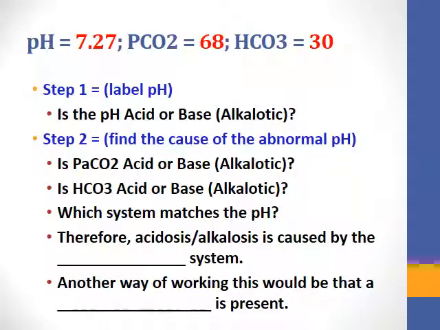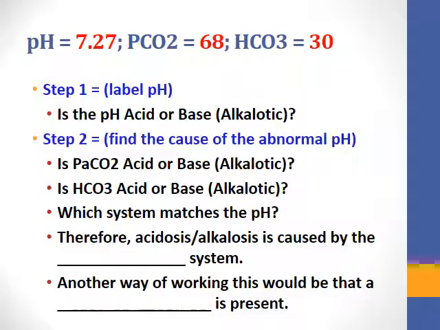The second step that you want to do is find the cause of the abnormal pH. So now you're going to look at your CO2 and your HCO3. Is the CO2 an acid or a base? Look back up at your CO2. It's 68. Remember that your range for PCO2 was 35 to 45. So is 68 in that range? Is it higher or lower? CO2 was an acid, so if it's raised, it's going to be acidic. If it's lowered, it's going to be alkalotic. So is your PCO2 of 68 an acid or a base?